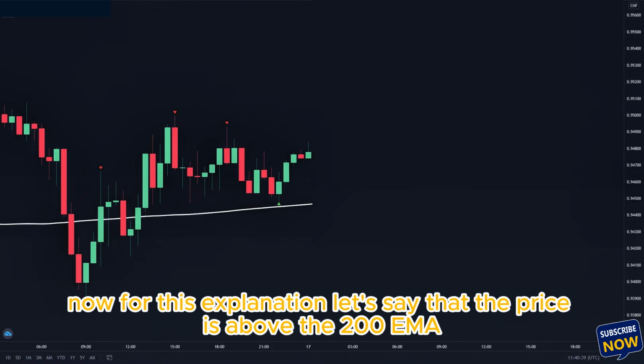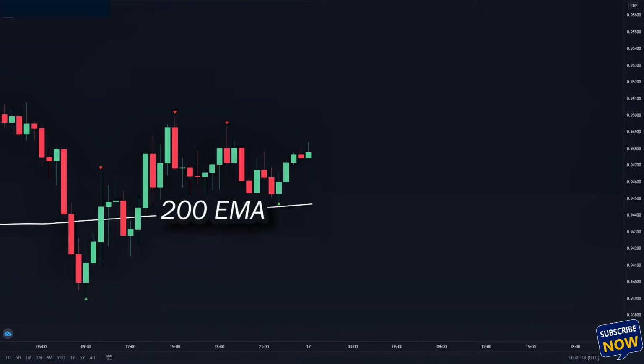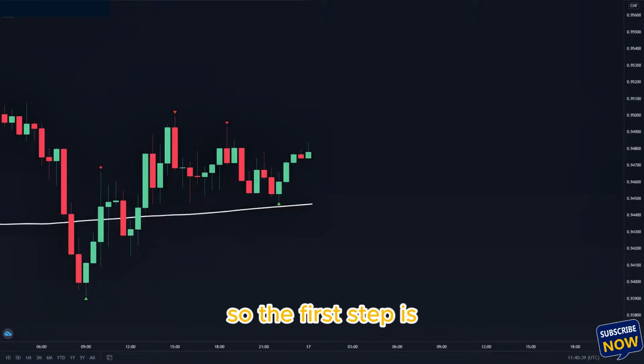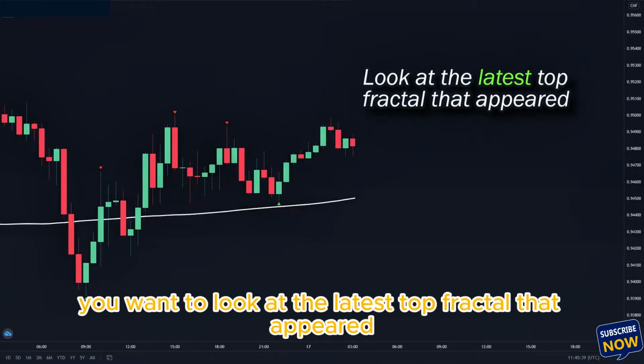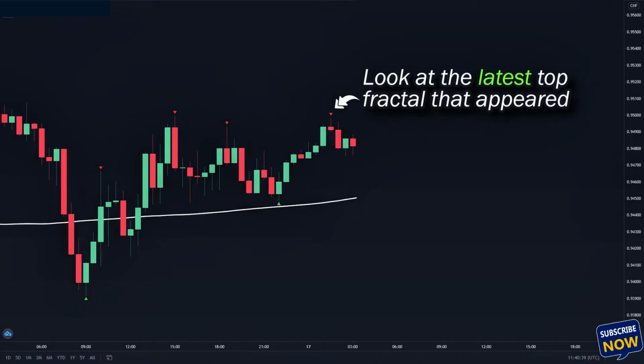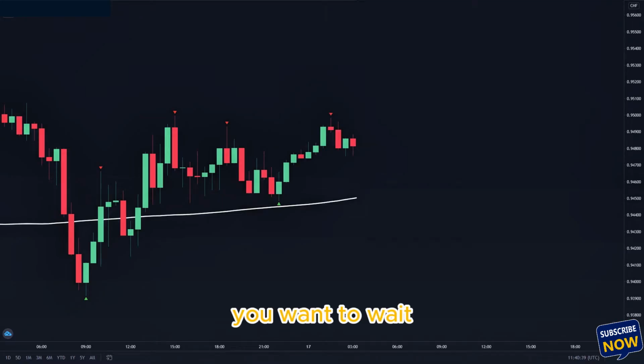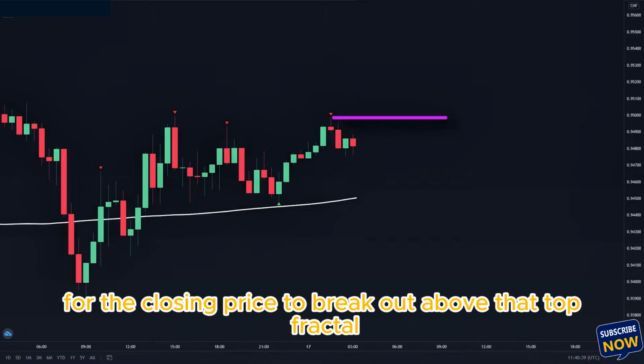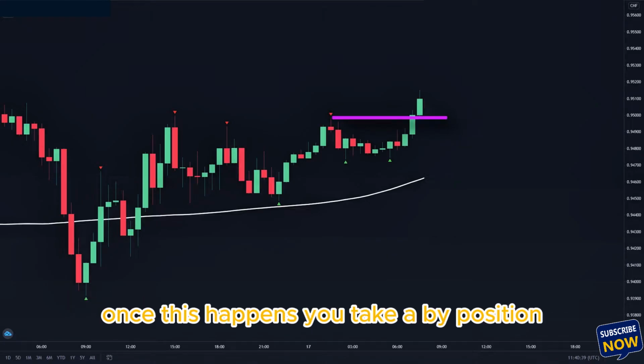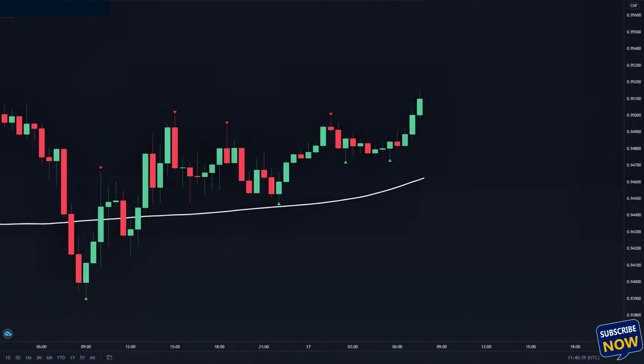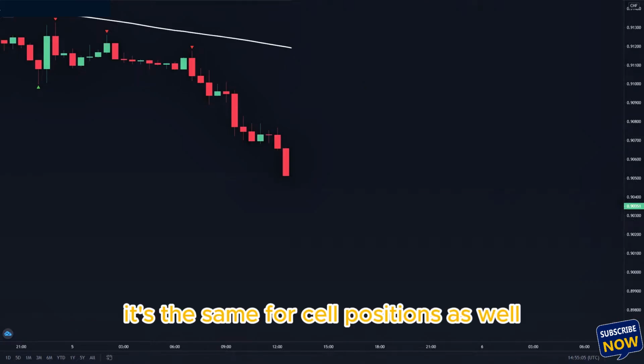Now, for this explanation, let's say that the price is above the 200 EMA. So, the first step is you want to look at the latest top fractal that appeared. Then, you want to wait for the closing price to break out above that top fractal. Once this happens, you take a buy position. It's the same for sell positions as well.